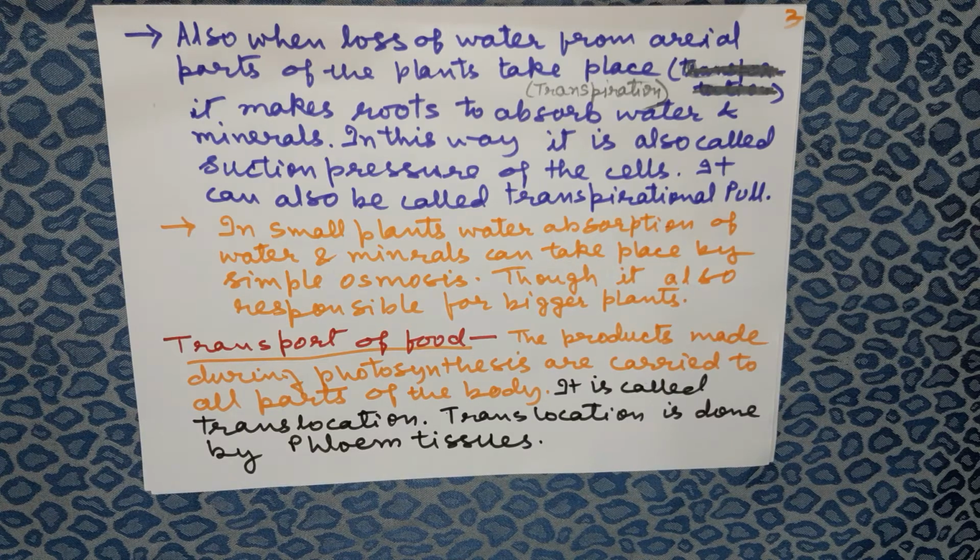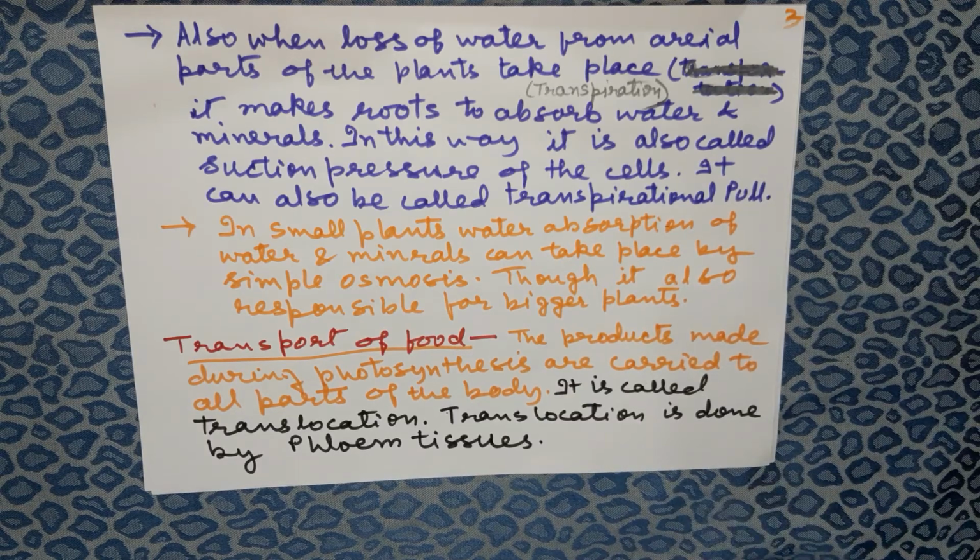Okay, when the plants are very small, then simple osmosis can also take place, and from the soil, through the process of osmosis, water and minerals can reach to all cells of the plant. Though osmosis is responsible for bigger plants also. So this was about the water and minerals.